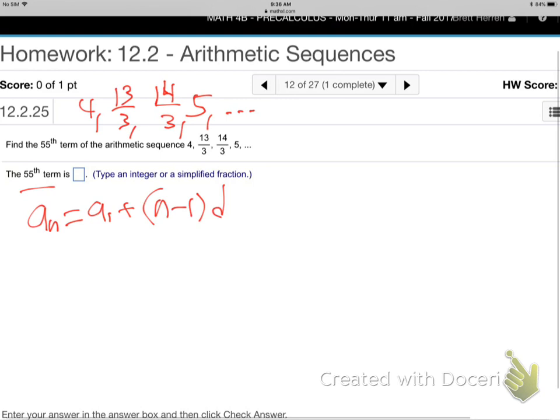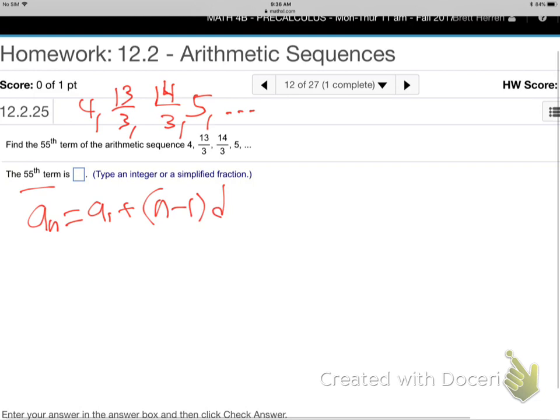If you're not sure, you just have to subtract any two terms, right? Because it's the same jump amount, same difference from term to term, always the same. So just take any two consecutive terms and subtract them, and you'll get the D, the difference. So what's the D? 1/3, right? It's going up by 1/3 every time.